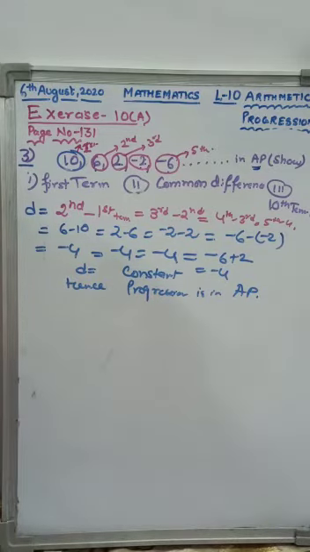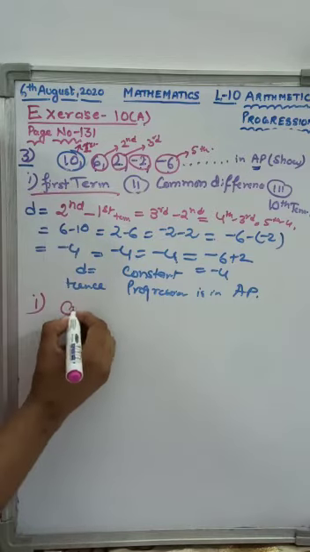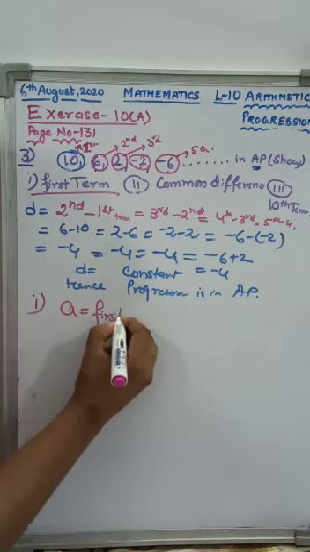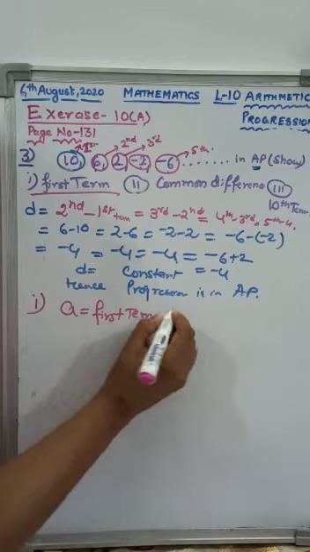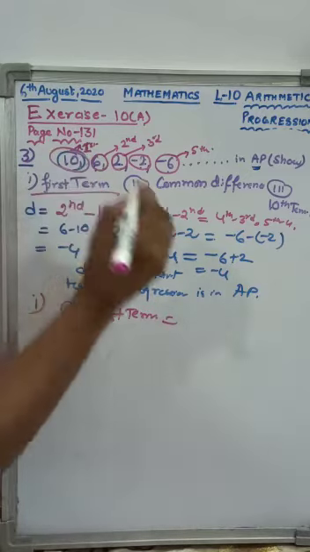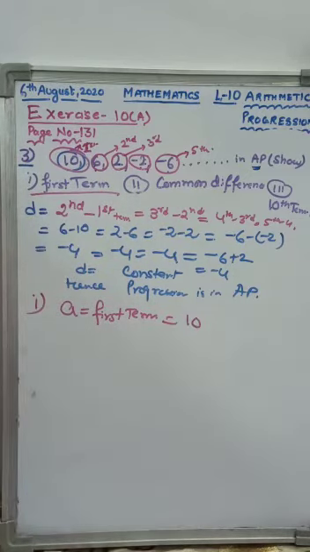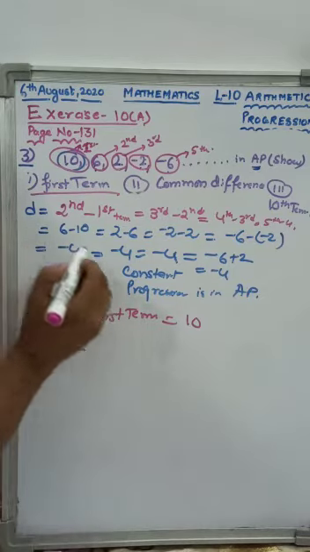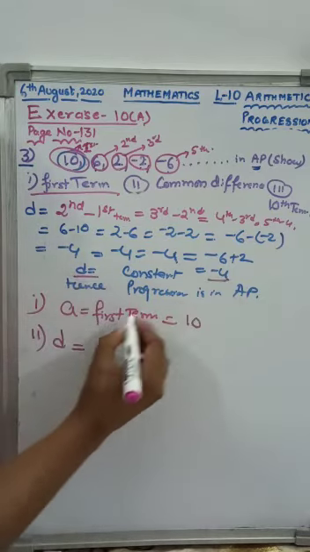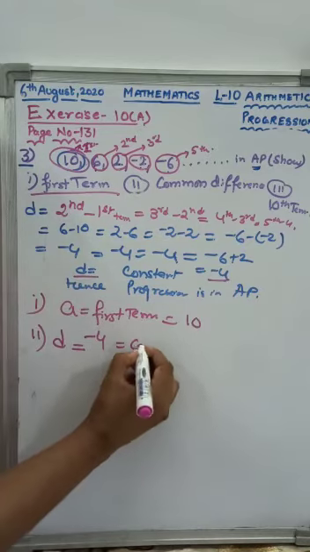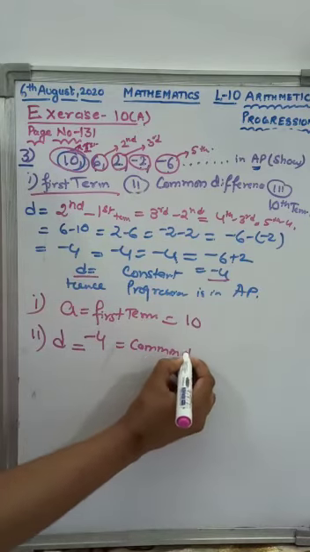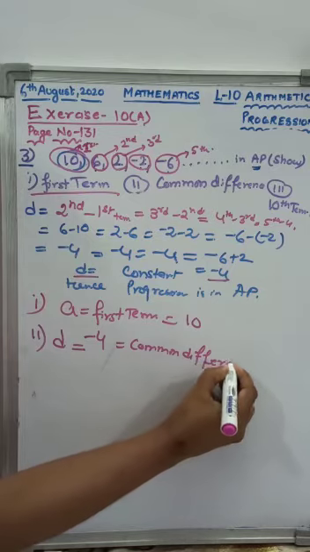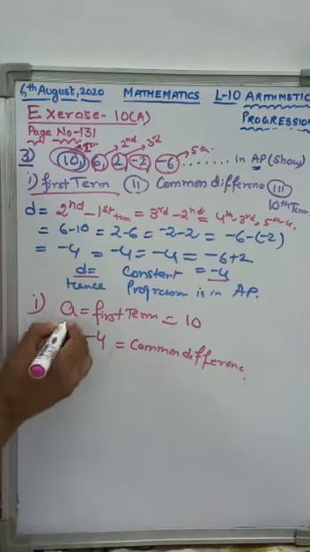Now second, in the first part they are saying we have to find the first term. First term I have already told you how to find. Pehla number. First number is what? 10. So this is your A, that is your first term. Then common difference we have already taken out just now. Common difference is minus 4. That is represented by small d. We will not write the spelling every time, so you will use these symbols.